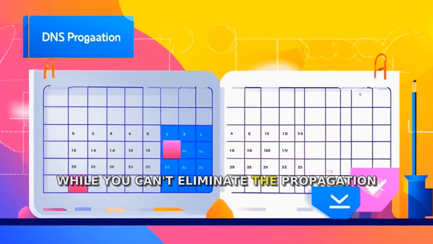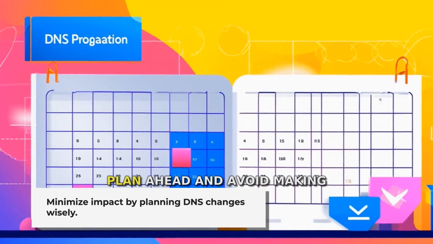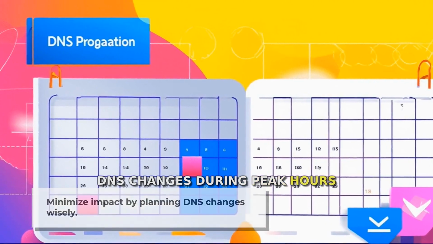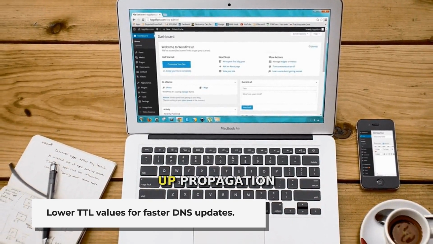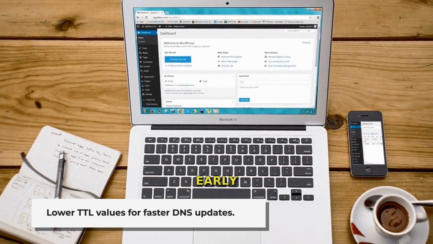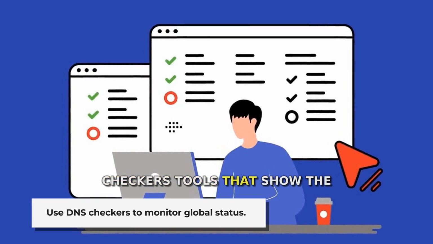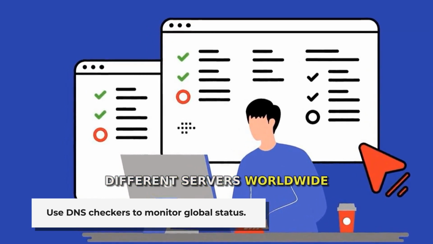While you can't eliminate the propagation period, you can take steps to minimize its impact. Plan ahead, and avoid making DNS changes during peak hours. Lower your TTL values before implementing changes to speed up propagation. Always verify your DNS settings to catch any errors early. Consider using DNS propagation checkers, tools that show the status of your changes on different servers worldwide.